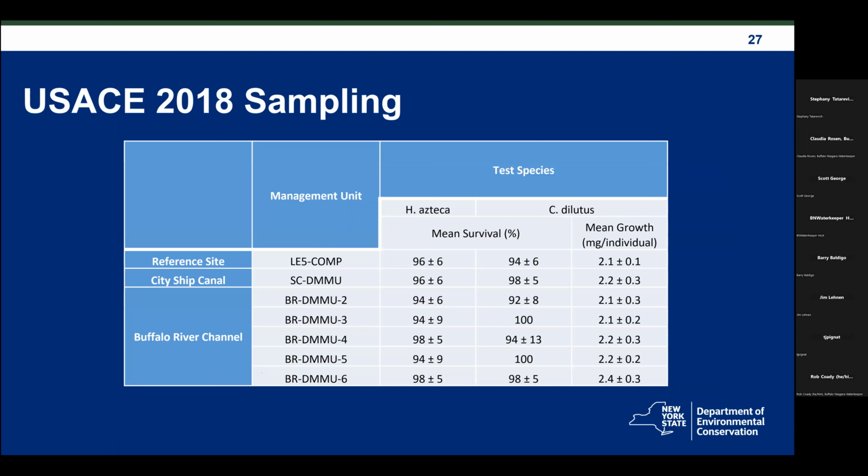The average survival rates for H. azteca and C. dilutus were 96 and 97% compared to reference locations with survival rates of 96 and 94. Again, none of these sites meet the EPA criteria for toxicity, meaning the Buffalo River sediments were not toxic to benthic organisms.